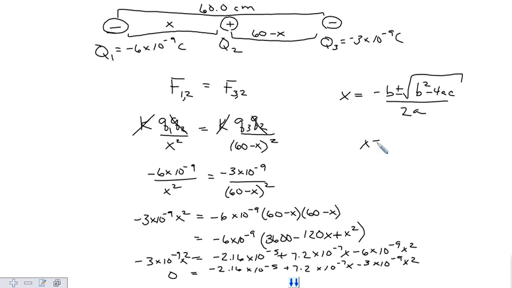When you solve for x, though, you will get 35.14 centimeters, which to 2 sig figs is 35 centimeters from the first particle. A lot of mathematics there, but the concept is pretty basic, that the force pushing it one direction must be equal to the force pushing it the other direction.